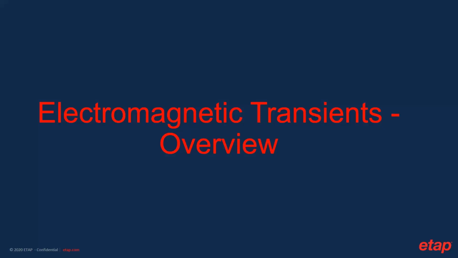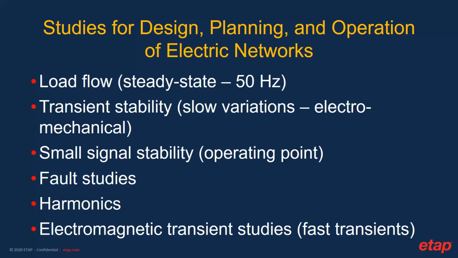So we know that when we plan, design and operate power systems or electric networks, you have to do different types of analyses. You have to know how your system would behave in steady state on a day-to-day, hour-to-hour basis. So you have to do load flow studies. Then you have to do transient stability analysis to identify the stability of your system related to generator electromechanical oscillation. Then there are other types of studies, fault analysis, harmonic studies, and finally, for very specific analysis, you have to also perform what we call electromagnetic transient studies.